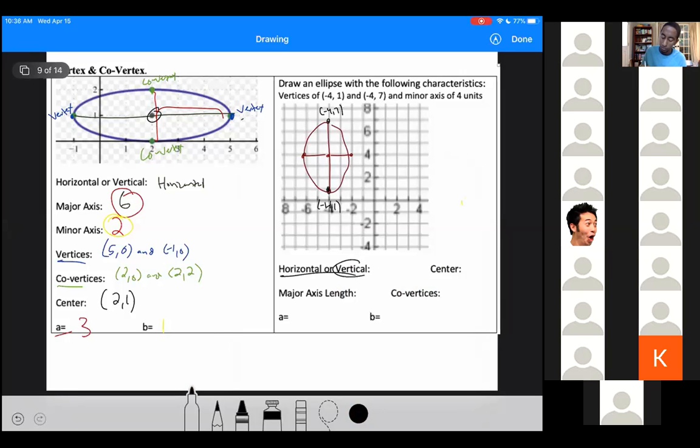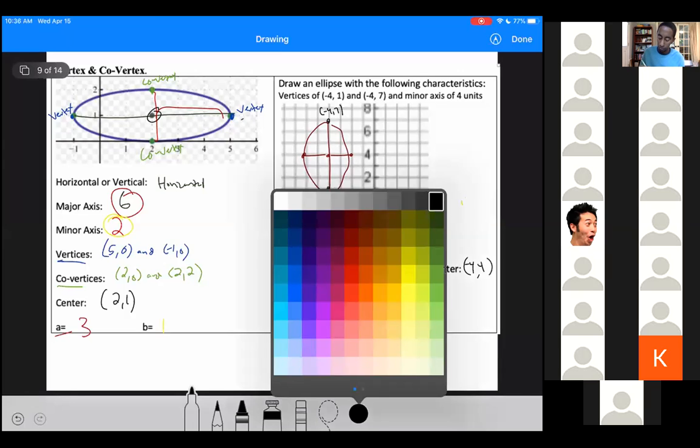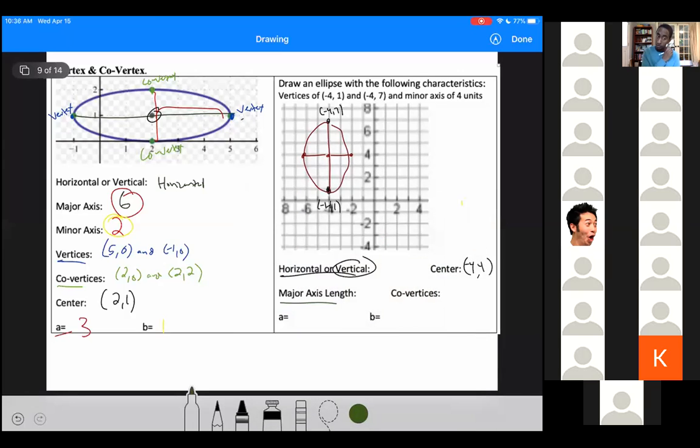Vertical. And what's the center? Negative 4, 4. Okay. Alexander, what do we get for the major axis length? 6. Okay, good. 6. That's from here to here, vertex to vertex.